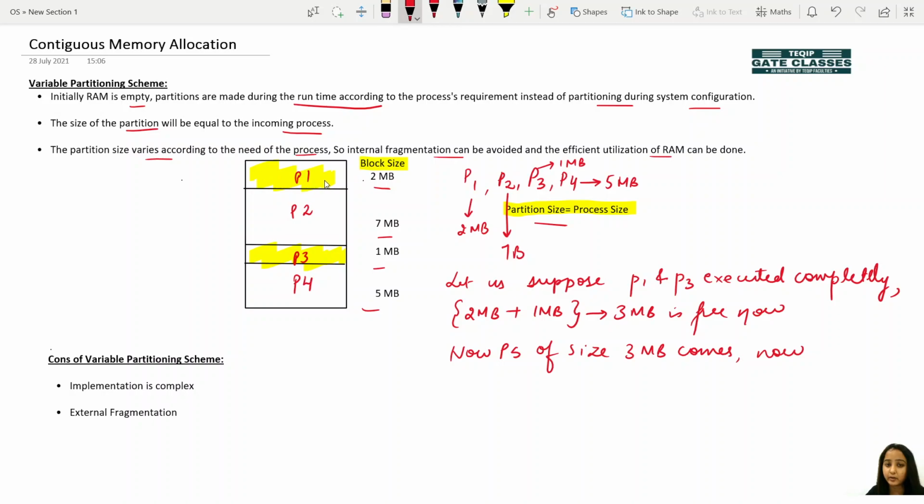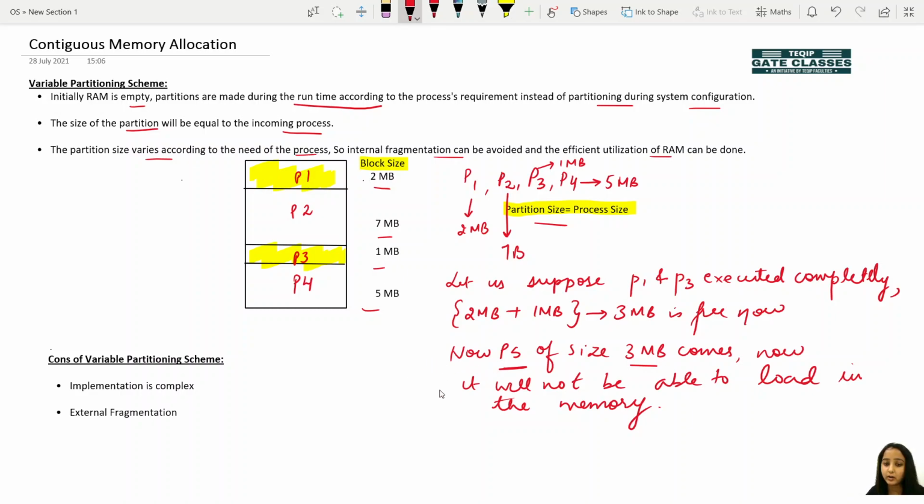Now in spite of P1 2 MB, 1 MB, total 3 MB is available, but it can't accommodate. It will not be able to load in the memory. Why? Because here also the partition is not available of that particular size in the contiguous manner. So the size is not available in the contiguous manner. That's why we can't accommodate P5 here.